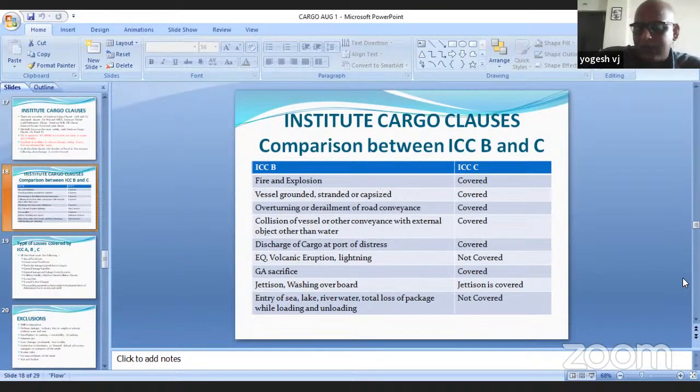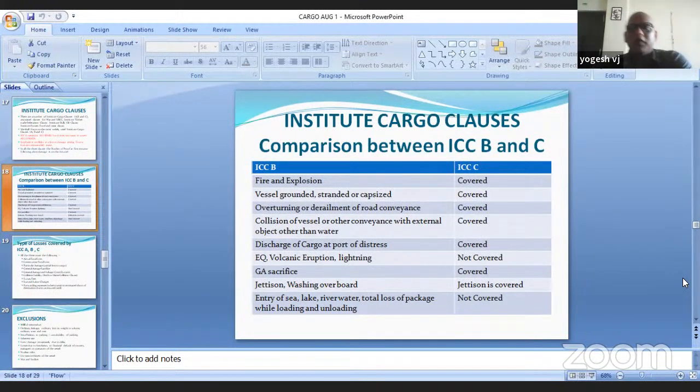Earthquake, volcanic eruption, lightning is not covered in ICCC, so it is covered in ICCA में तो है ही. General average sacrifice is covered in C as well as B. Entry of lake, river water, total loss of package, etc. ये सी में कवर्ड नहीं, बी में कवर्ड. Jettisoning is, I told you, intentionally picking up the goods and throwing it off board so as to save the adventure, so as to save the vessel from sinking. That is covered in ICCC, ICCP, and ICCA में तो है.